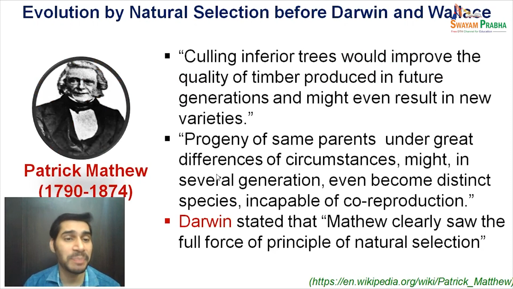Another example is Patrick Matthew. Since he was involved with timber and timber development, he said that culling inferior trees would improve the quality of timber produced in future generations and might even result in new varieties. He also pointed out that progeny of the same parents under great differences of circumstances might in several generations even become distinct species incapable of co-reproduction. In simple words, it means that if the same parents give different progenies, which you keep under different circumstances, after several generations they will be so different that they will be incapable of reproduction. That means they will become distinct species. Darwin stated that Matthew clearly saw the full force of the principle of natural selection.